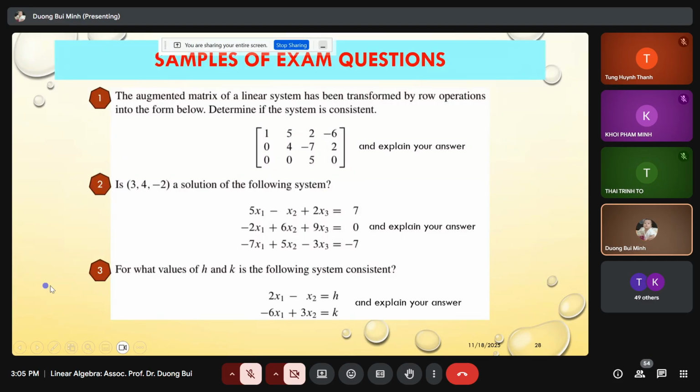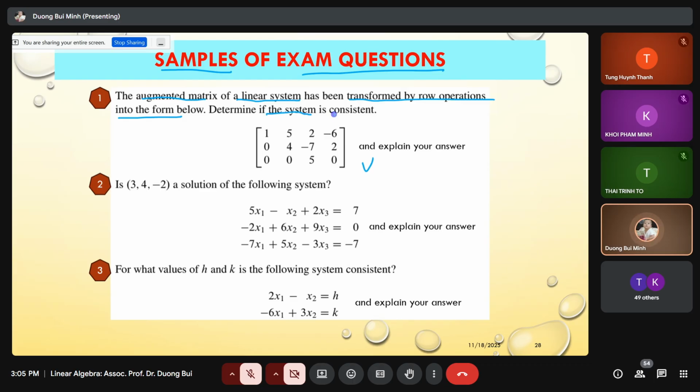Now, examples for final exam questions. In the final exam, I will give you some questions like this. The augmented matrix of a linear system has been transformed by row operations into the form below. Determine if the system is consistent or not and explain your answer.